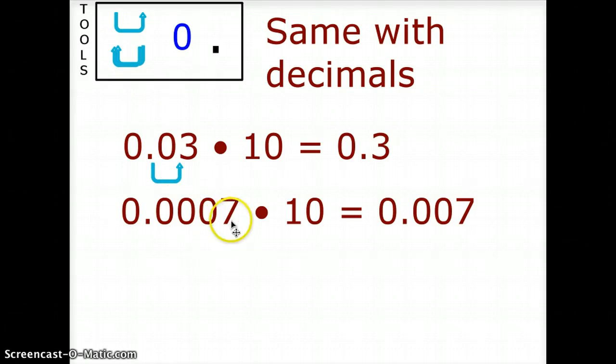When I multiply 7 ten-thousandths by 10, I get 7 thousandths. Moving the decimal over 1 to the right. This makes mental math much easier. Now you don't have to write these types of problems out using lattice multiplication. You could just do them in your head. The work you would need to show is just the arrow.